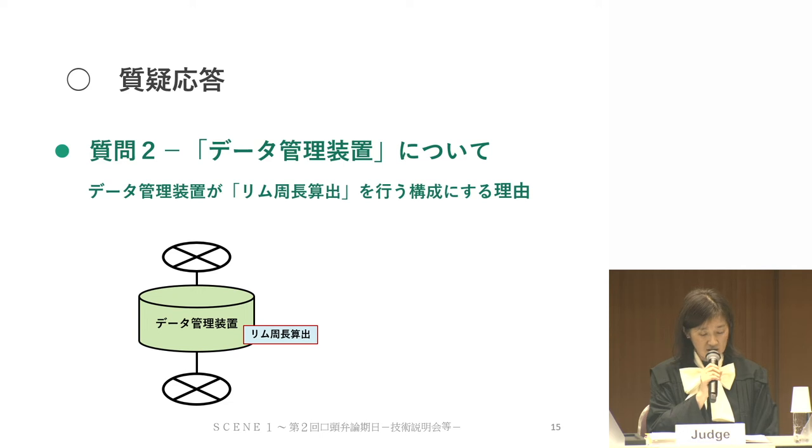At the same time, it also performs the rim circumference length calculation, which is done by the measurement terminal belonging to the frame measurement unit of the invention. What is the technical background behind this configuration?